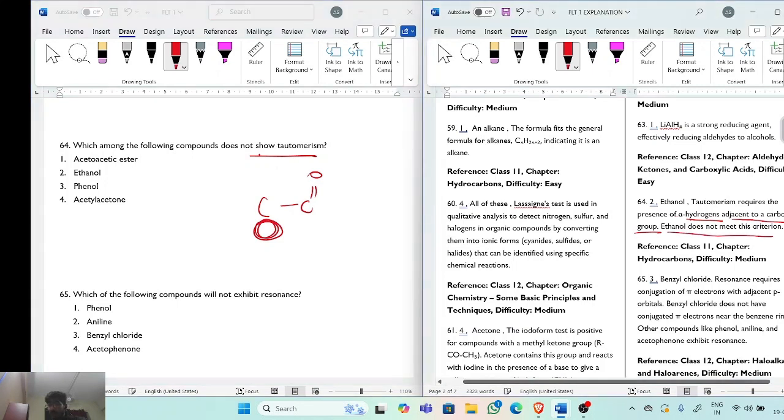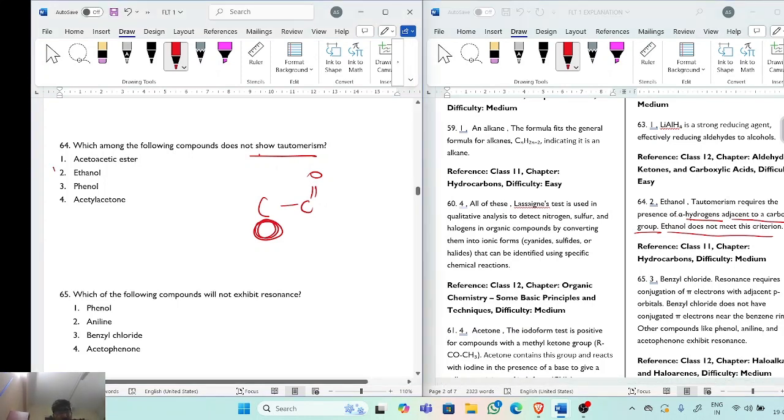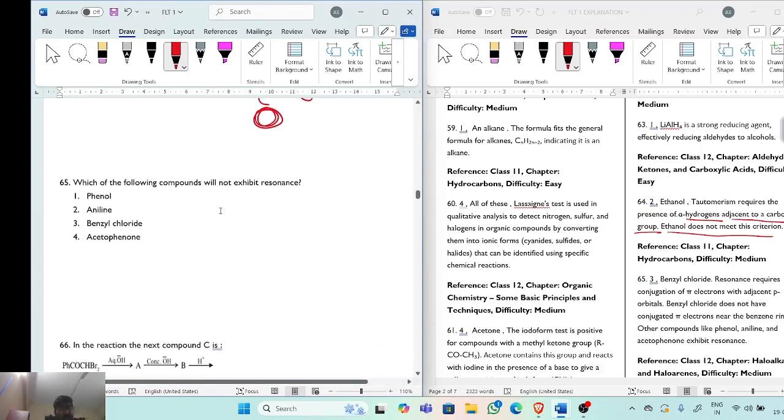Ethanol does not meet this criterion. This criterion is not fulfilled by ethanol, which is why ethanol can't show tautomerism, because we require an alpha hydrogen adjacent to a carbonyl group. So the second option is our correct answer.